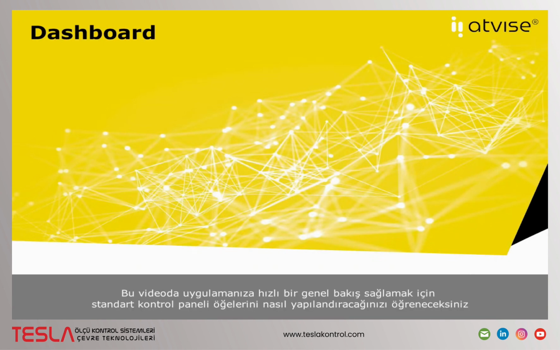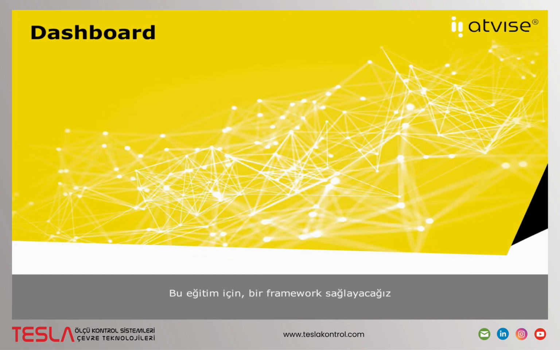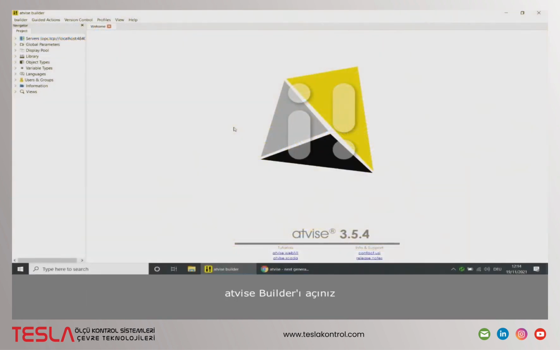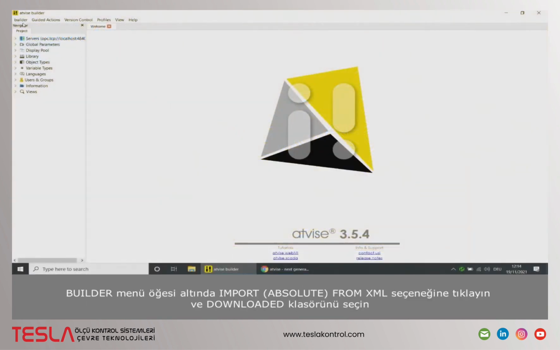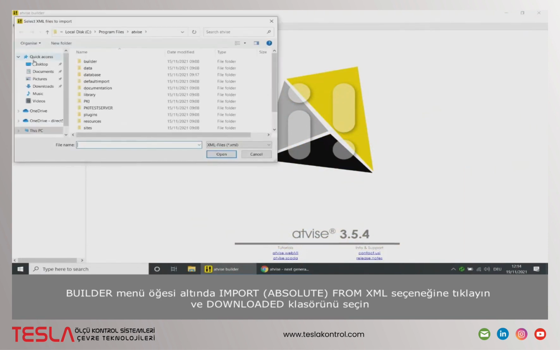In this video you will learn how to configure the standard dashboard elements to get a quick overview of your application. For this tutorial we will provide a framework. You can find the link to the import file in the video description or on Atvise Live. Open the Atvise Builder. Under the menu item Builder, click on Import Absolute from XML and choose the downloaded file.